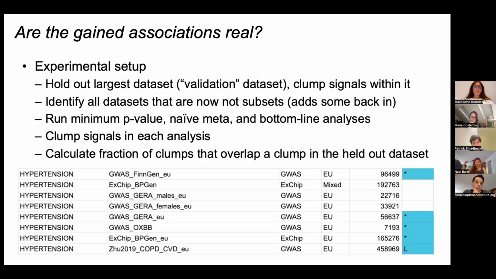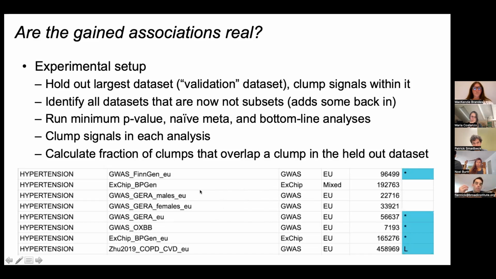Okay, so the final analysis is trying to figure out a different way of evaluating whether the associations that we gain are real. Ideally, we'd like the associations gained by the bottom line analysis to replicate, or be expected to replicate, more so than the associations that it filters out. To do that, we did another experiment where we first took the largest data set for each trait and held it out as a validation data set. So for hypertension, this data set from 2019 with 460,000 samples, we're taking that out completely, and that's our gold standard data set. Then we rerun the bottom line and the minimum p-value and the naive meta-analysis for the remaining data sets that don't obviously overlap.